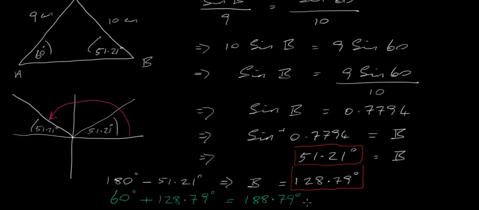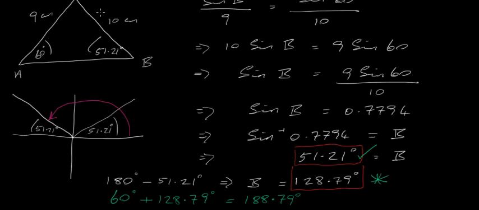Now, this is not possible. If we add two angles in a triangle and we get an answer that's greater than 180 degrees, that is simply not possible, because the three angles in a triangle add up to 180, so it's not possible for two of the angles to add up to 180 or more. So we can reject this particular answer. It's not possible to create a triangle in this case with angles of 60 degrees and 128.79 degrees. So we accept this particular answer. This is the only one we accept for B.